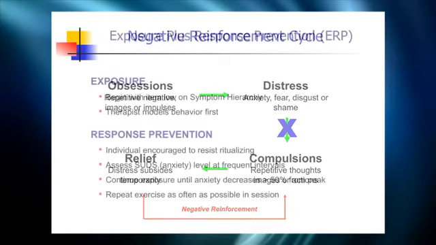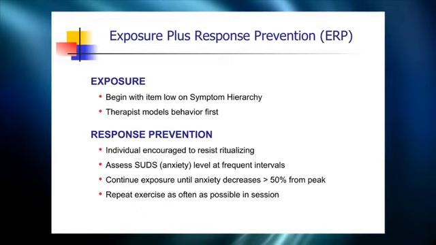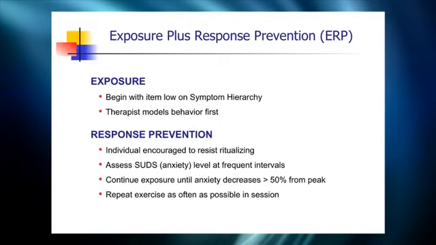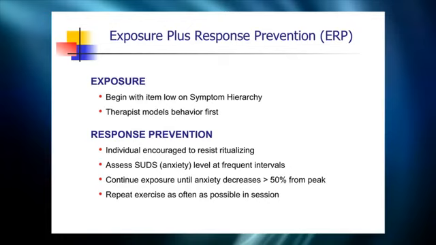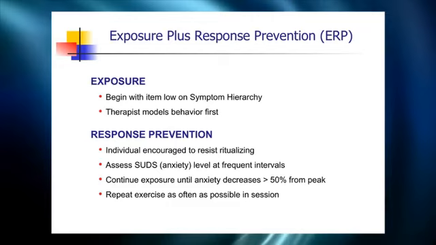So when we're doing exposure, we work our way up the hierarchy, as I said, and you want to encourage a child to resist ritualizing. We're going to assess their anxiety or their distress or their arousal level repeatedly over the course of the exposure. We want to continue the exposure until the anxiety does dissipate to some extent. And we want to do as much exposure as we can in session. And we want the kids to do as much exposure as they can when they're at home. And we're going to graph their anxiety ratings during exposure so that we can see the extent to which they're habituating.